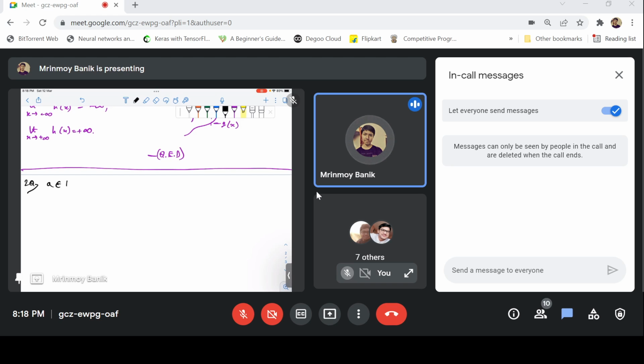So let a be some positive real number, and we have to show the equation 1 plus x squared by 2 equals a times e power x has a unique real root.